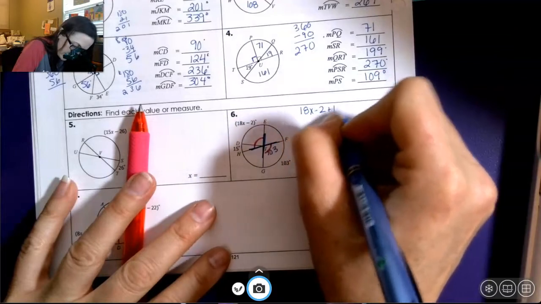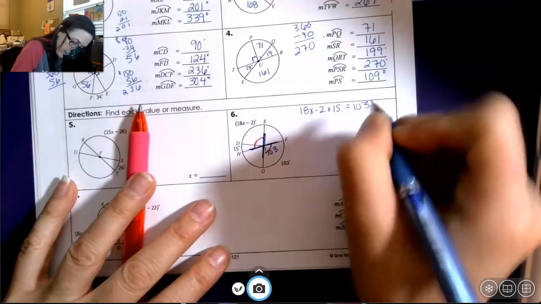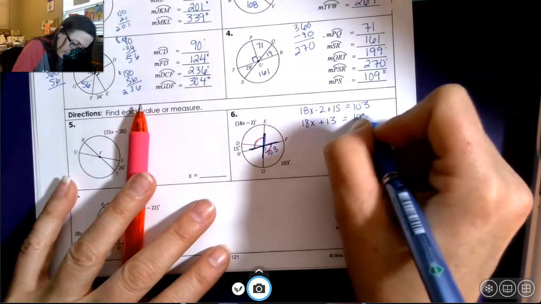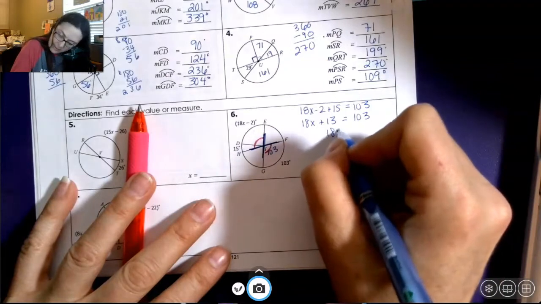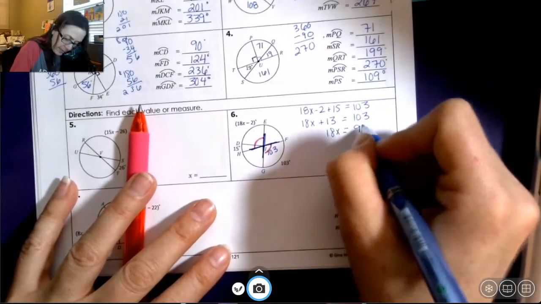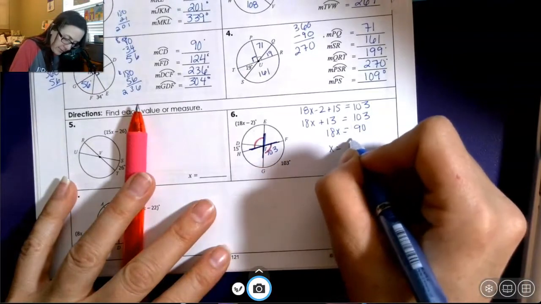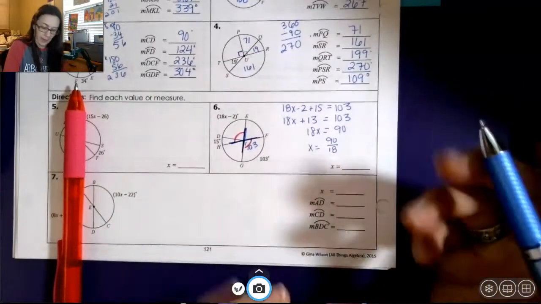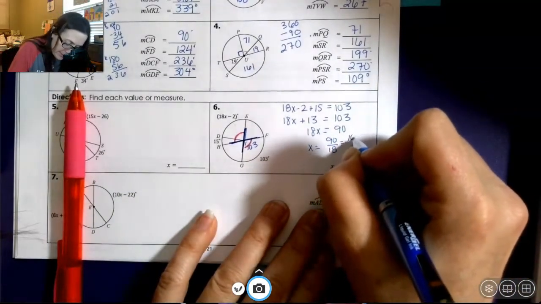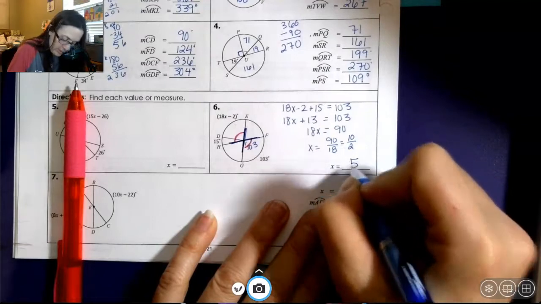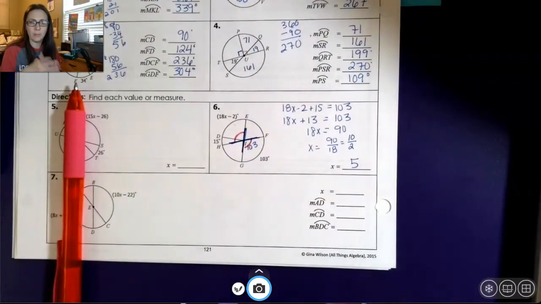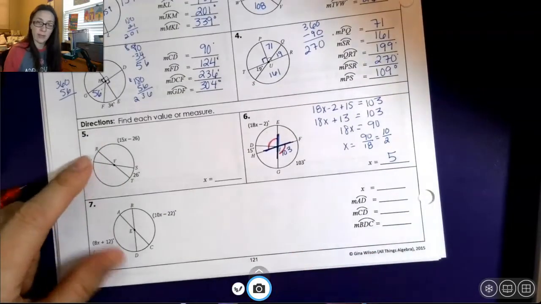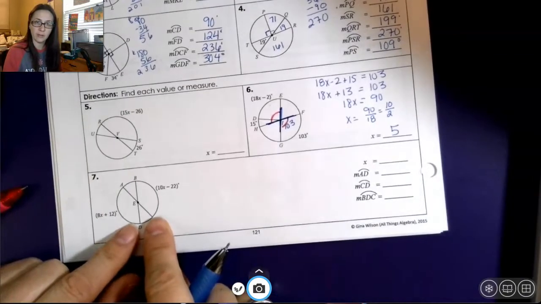18x minus 2 plus 15 equals 103. 18x plus 13 equals 103. Subtract, I get 18x equals 90. When I divide this, I get x equals 90 over 18. So if you don't know this right away, you do know those are both divisible by 9. So when I divide by 9, I get 10 over 2, which is 5. So even if you don't know that division immediately, you could solve it. Go ahead and do 5 on your own. I'll give you the answer to that in a minute, and then answer this one on your own as well. Pause.